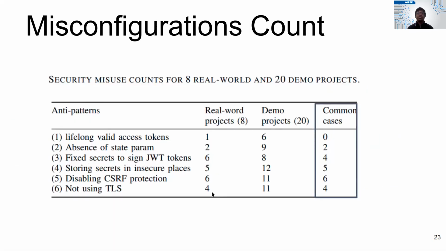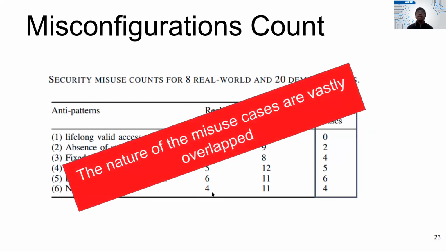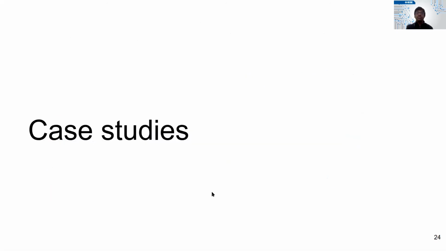We also cross-check the security misuse instances across the real-world projects and the demo projects. The most interesting part is that although the misuse count ratio is higher in demo projects, the nature of the misuse causes is vastly overlapped. And it would be interesting to see how much developers are being influenced by these demo code bases, from where they usually directly copy the source code.